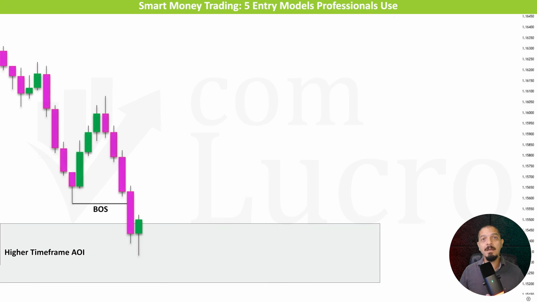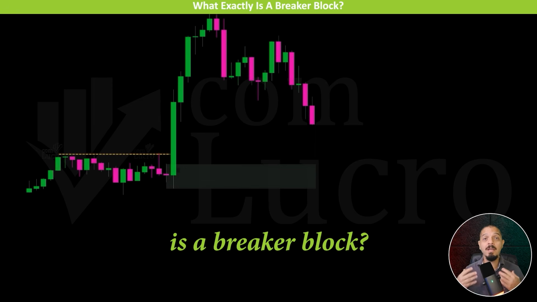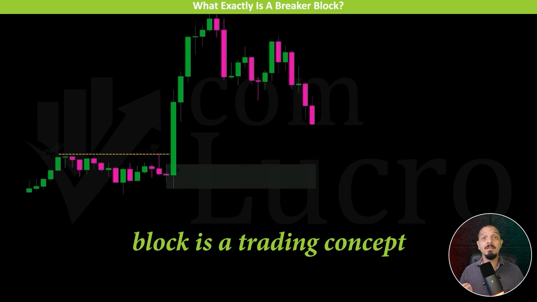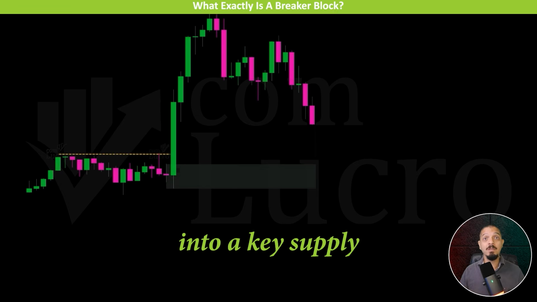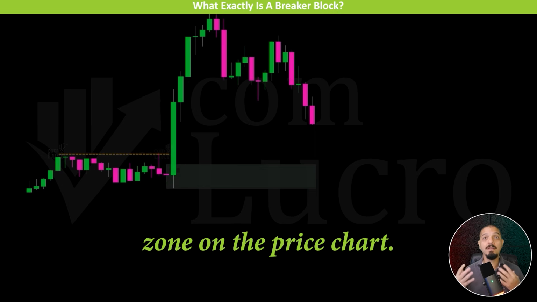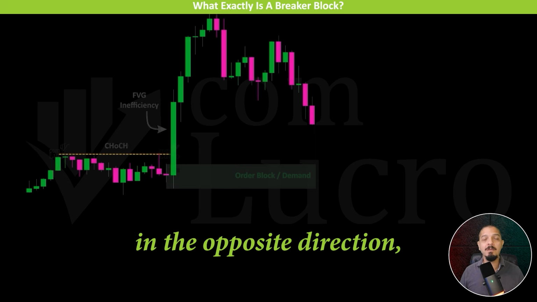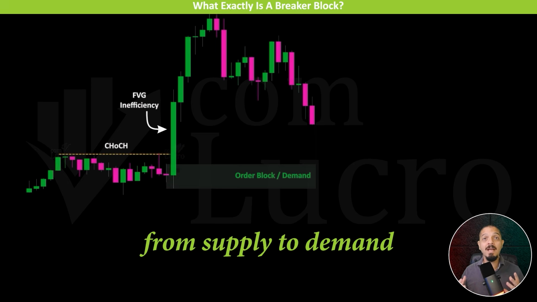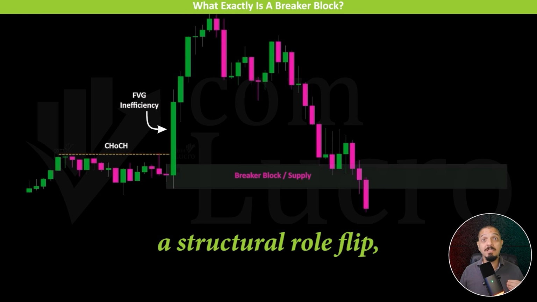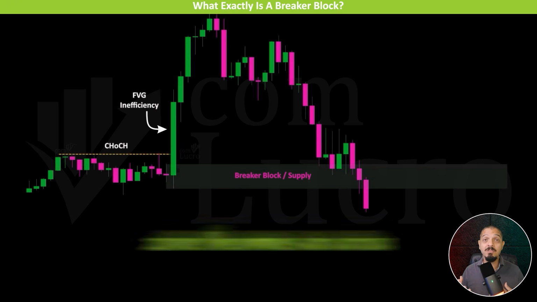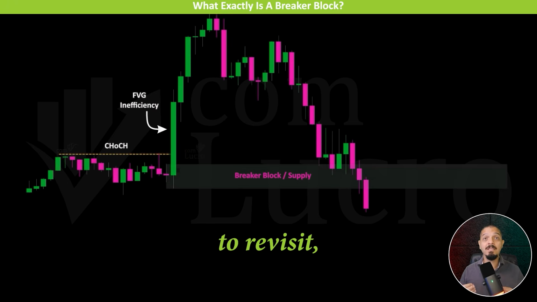Before we go deeper into the setup itself, let's briefly review what a breaker block is and why it matters in market structure. So, traders, what exactly is a breaker block? A breaker block is a trading concept built around a simple idea. It's a previously failed order block that transforms into a key supply or demand zone on the price chart. This happens when an order block is broken in the opposite direction, shifting its role from supply to demand or from demand to supply. In practice, a breaker block represents a structural role flip, where a former reaction zone becomes an area that price is likely to revisit, often serving as a mitigation point and a location where traders add to their positions.